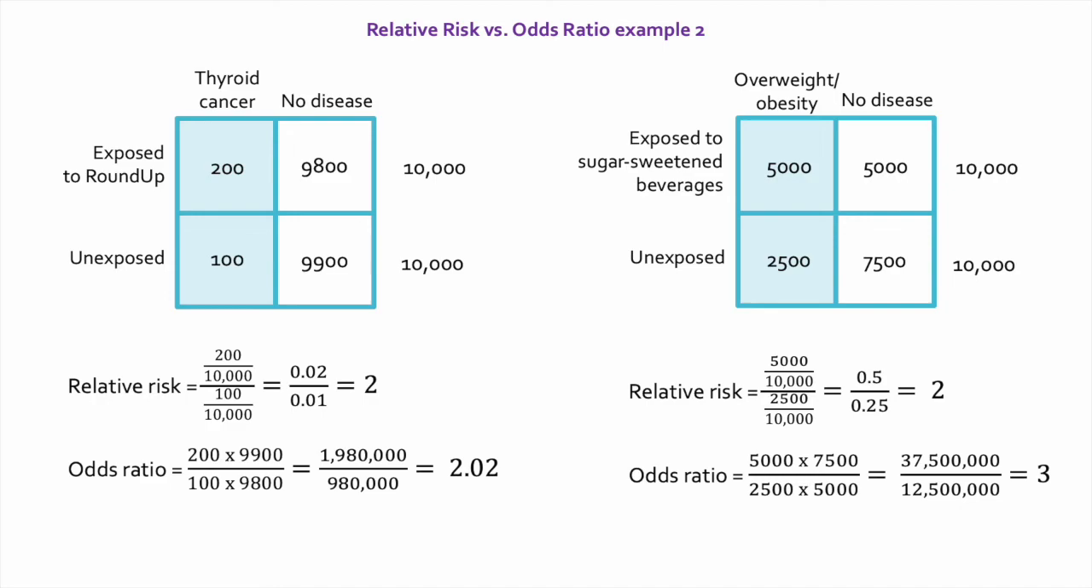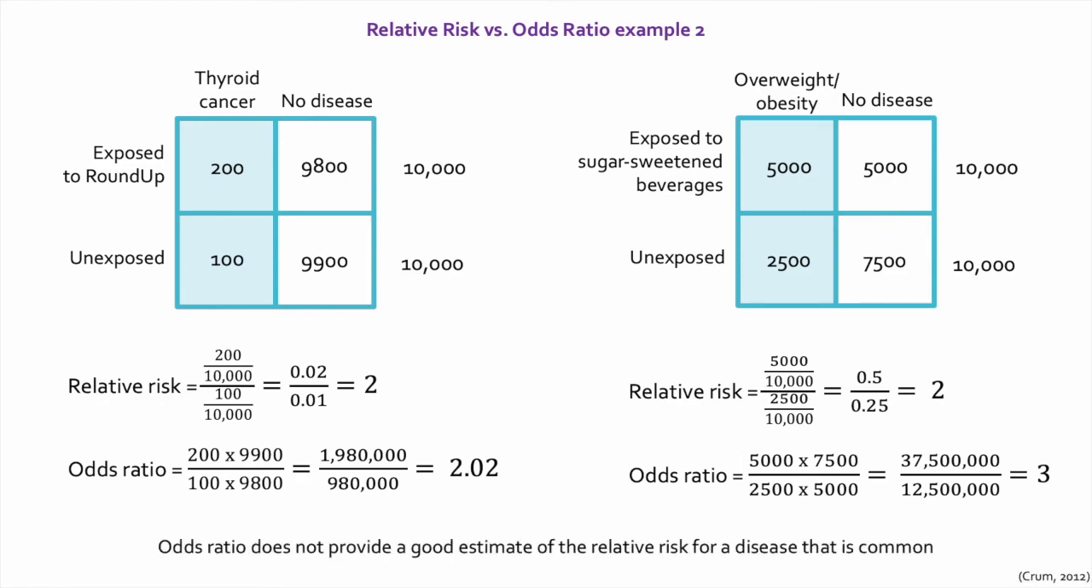cancer study. For the obesity study, we multiply the 5,000 people with the exposure who are overweight or obese by the 7,500 people without exposure to sugar-sweetened beverages who are not overweight, divided by the 2,500 people without the exposure who are overweight or obese, times the 5,000 people with the exposure who are not overweight or obese, to get an odds ratio of 3. Because obesity is common, the odds ratio exaggerates the difference between the groups. In this example, obesity is so common that odds ratio no longer provides a good estimate of the relative risk.